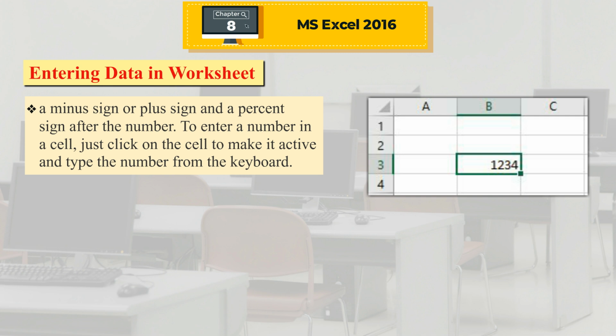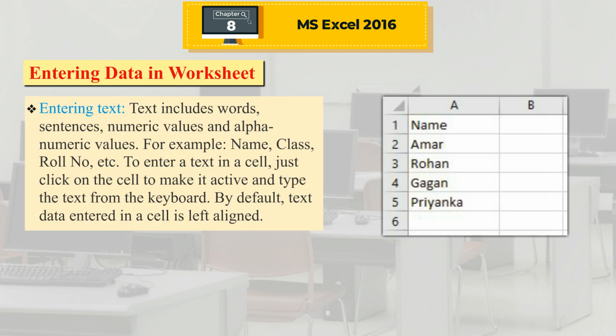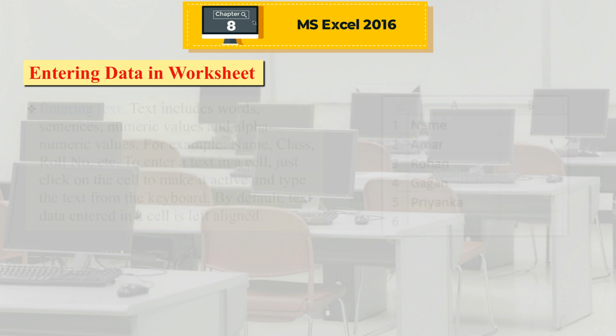To enter a number in a cell, just click on the cell to make it active and type the number from the keyboard. Entering text. Text includes words, sentences, numeric values, and alphanumeric values. For example, name, class, roll number, etc. To enter a text in a cell, just click on the cell to make it active and type the text from the keyboard. By default, text data entered in a cell is left aligned.